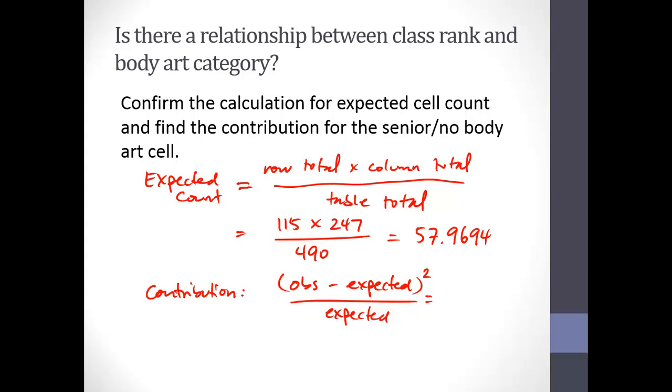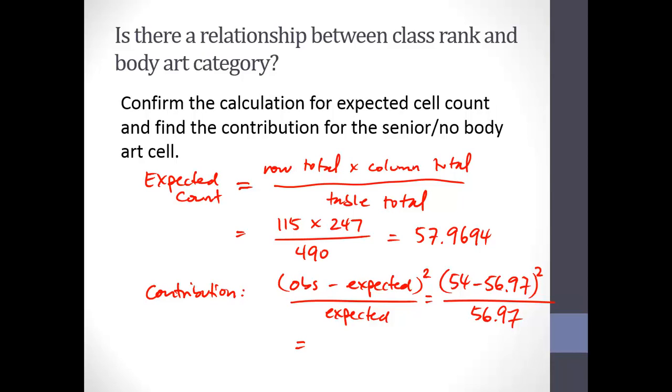So here we have our observed was 54.97. Divide that by our expected 56.97. And I actually did not do this before class. (54 minus 56.97) divided by 56.97.